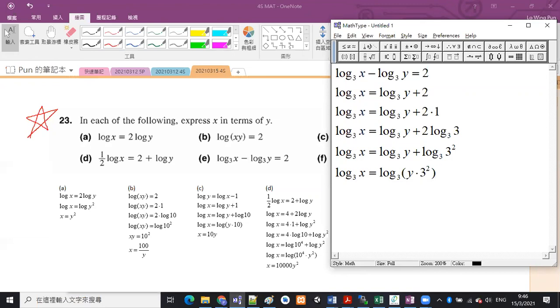Okay, and now at this step, I have successfully made both the left-hand side and right-hand side one single log, locking everything inside the log. Okay, so we may delete the log from both sides. So left hand side is x, and right hand side y times 3 squared is 9y. So in this equation, x is the subject, and it is in terms of y. So that is the answer.